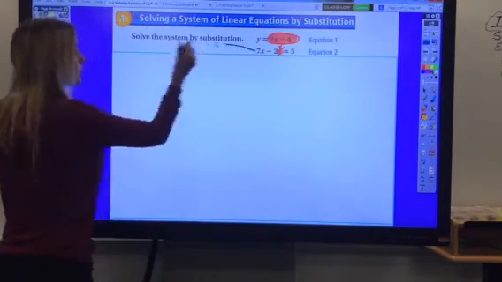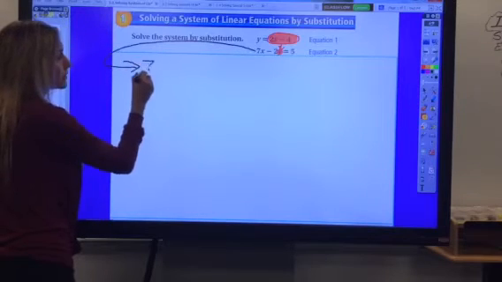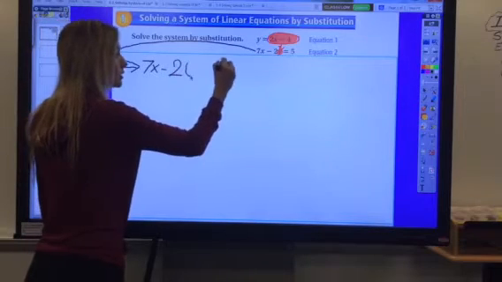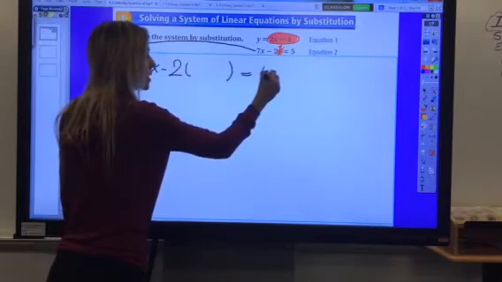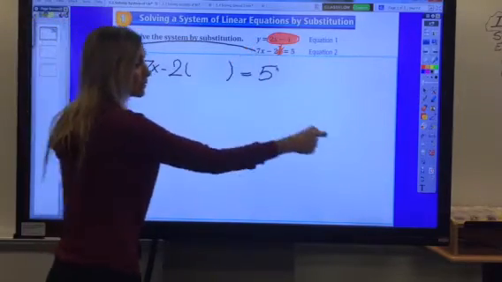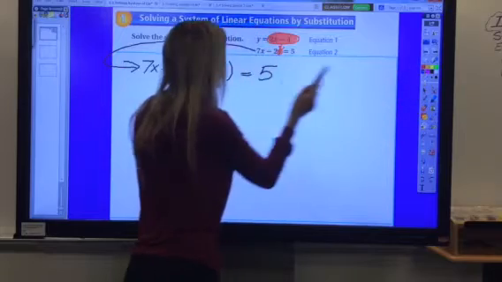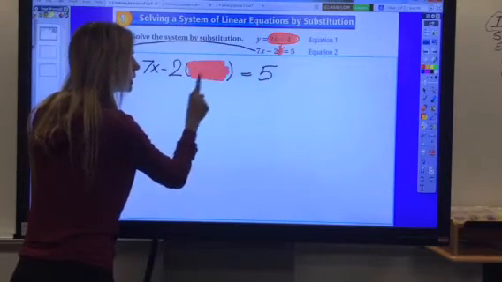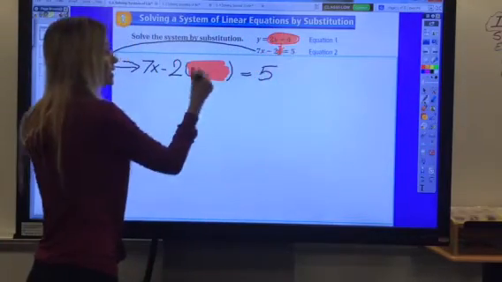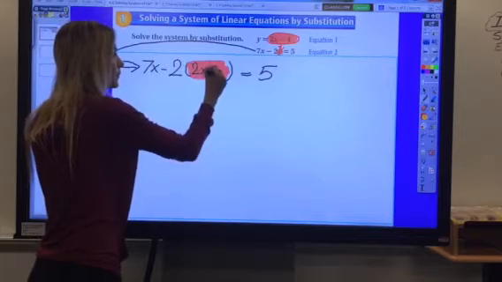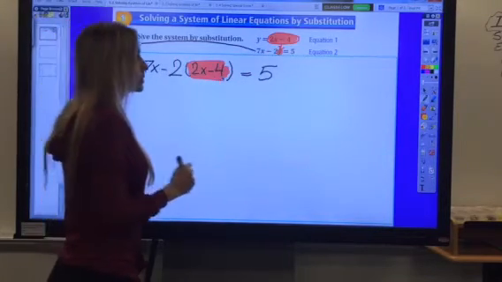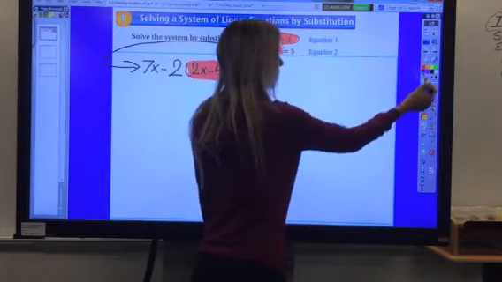So I'm going to take this equation: 7x minus 2 times y equals 5. Well, I know what y is equal to. It's telling me in here, right? So what we are doing is we will replace that y with what it's equal to. The y is equal to 2x minus 4. I took this y, substituted it in, because y is 2x minus 4.